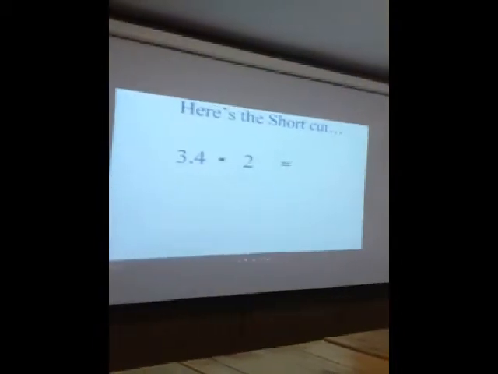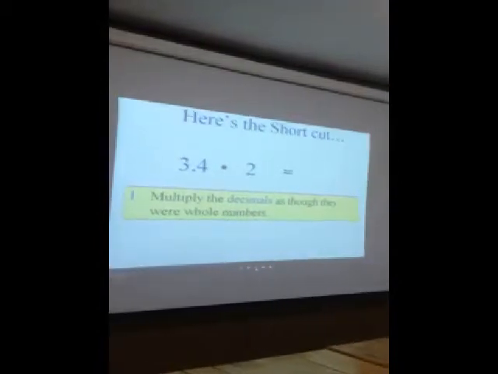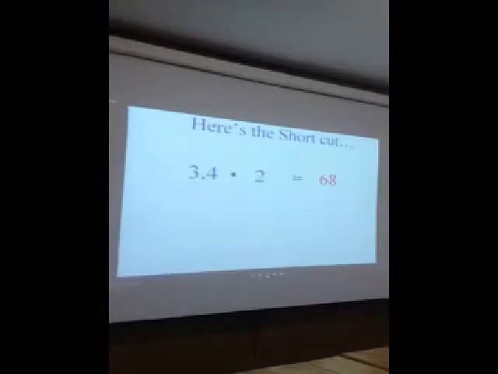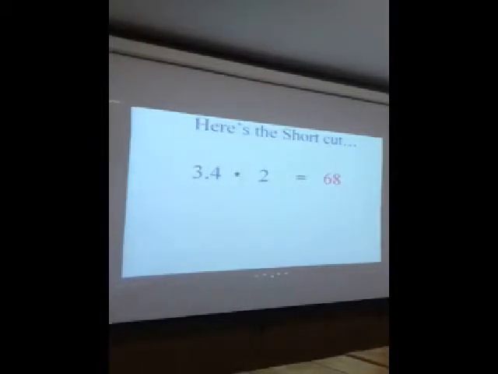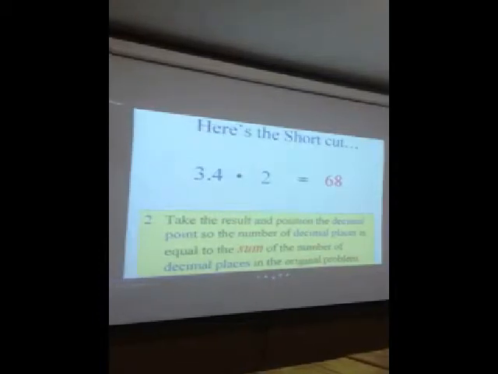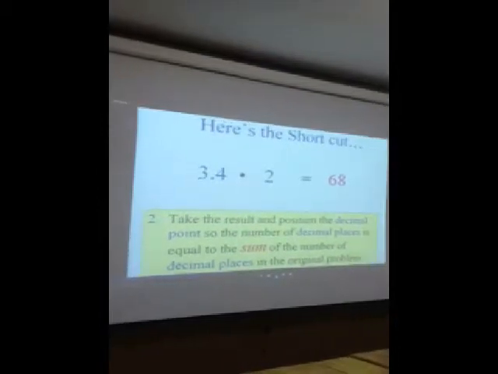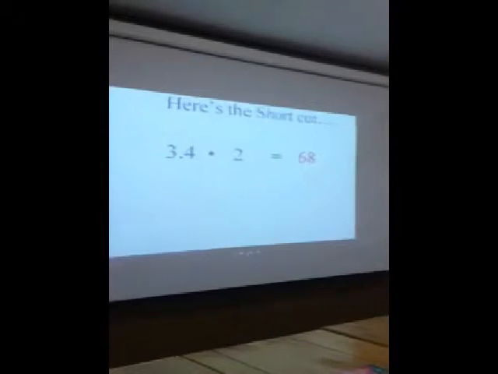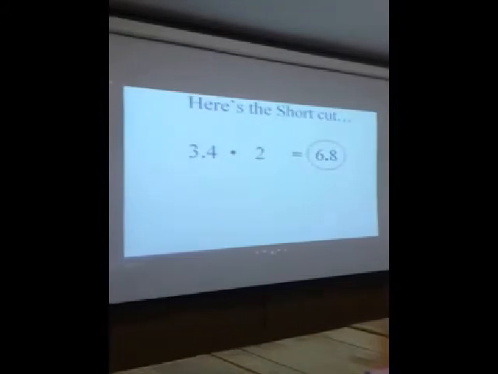Take a look at this one. I'm going to assume, at least pretend for a second, that the decimal point is not there. 34 times 2. Now 34 times 2 is 68. Now I have to remember that it is there. But without the decimal point, this answer would be 68. Now, take that result, 68, and I'm going to move the decimal point over the total number of places in the original problem. This only has one. So I'm going to take it from the right, move it over one place, and my answer is in fact 6 8/10. So it's not that bad.